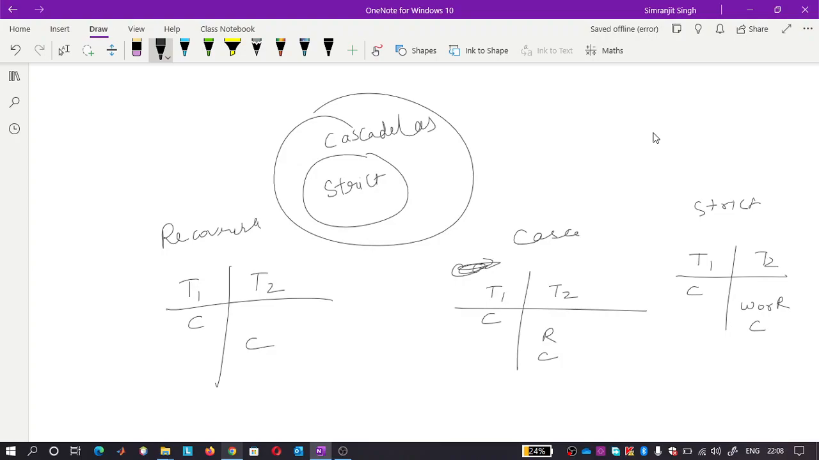This is the main difference between the three schedules. Keep that in mind. Every strict schedule is cascadeless and every cascadeless is recoverable. So if a schedule is strict, it is automatically a cascadeless schedule, as well as a recoverable schedule. Now these are the main schedules that you have to keep in mind.